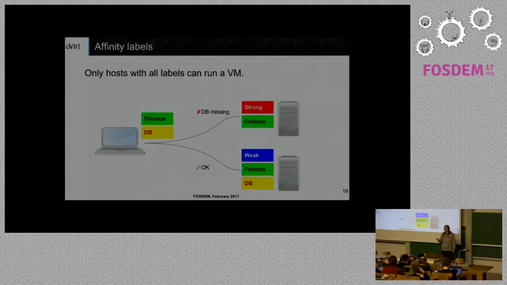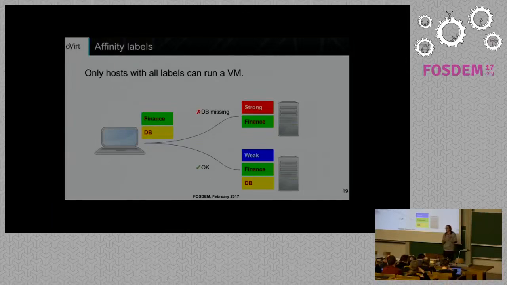Now, so how do our affinity labels work? Here we actually have a virtual machine that's supposed to start. And it has two labels, finance and DB. And now we have two physical nodes that can run the VM. The first one on the top has strong and finance labels. And the other one has weak, finance and DB labels.